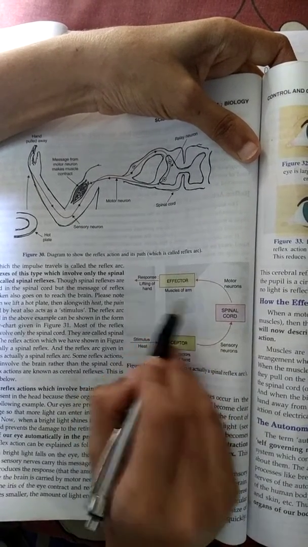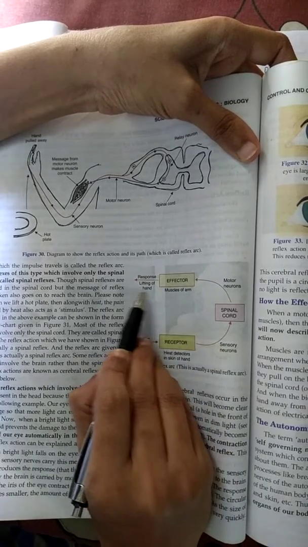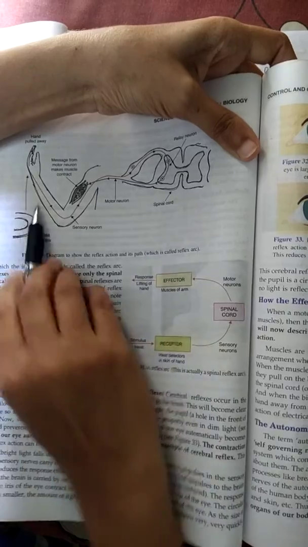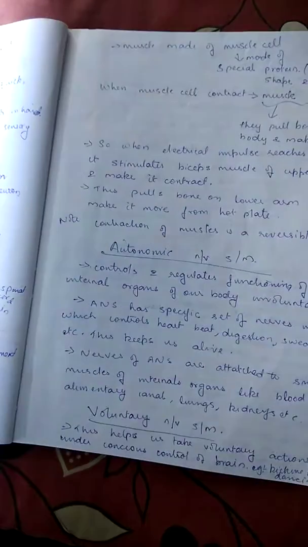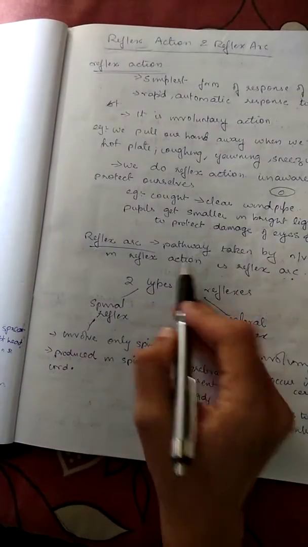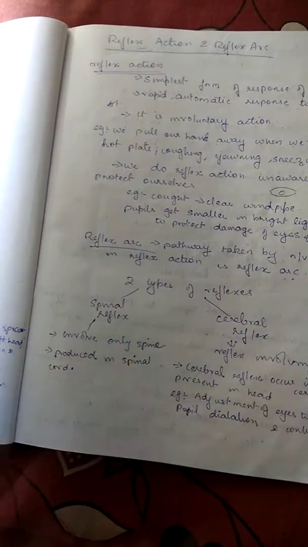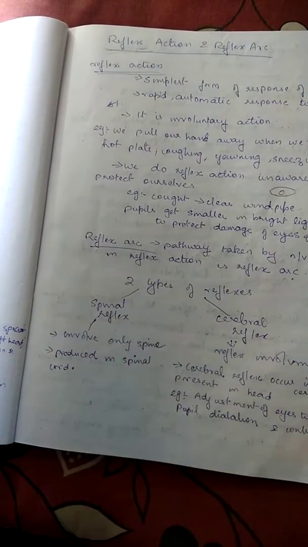Here the effector is the muscles of your arm, and using the muscles, the lifting of the hand was done. So the hand moved away from the hot plate. This is how the reflex action worked. This is the path through which this particular action happened, the pathway taken by the nervous impulse in the reflex action.